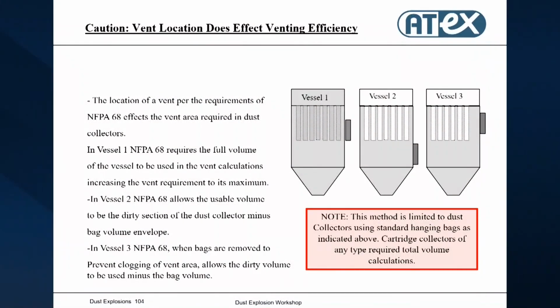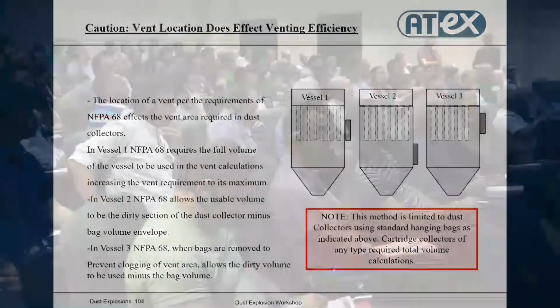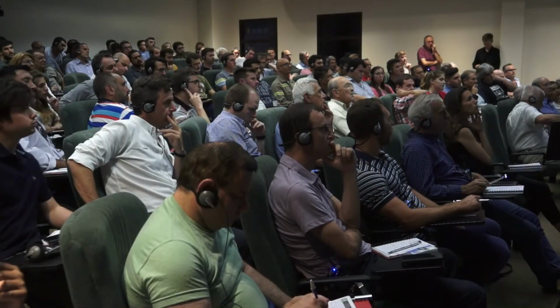when we look at the filter, if the vent is below the filter bags, then we only have to protect this volume. We put an envelope around these bags and just subtract it completely, because it doesn't contribute to the pressure that you have in the filter.